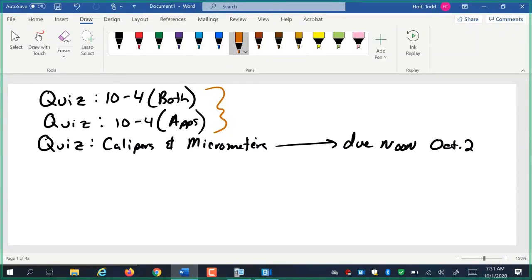Those are both a little bit tougher quizzes, especially the 10 for apps. That's the one that's got the stainless steel countertop and surface areas and stuff like that. Those are a little tricky. But just be aware that those are out there. If you haven't completed them yet, get them into me as soon as you can.